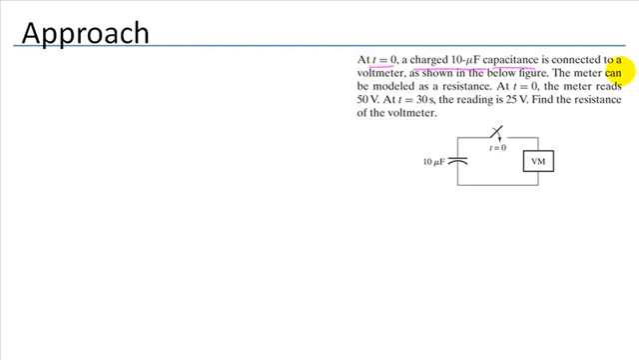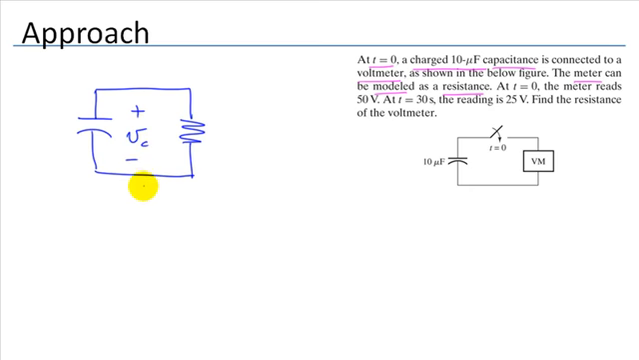The problem statement tells us that at time 0, a charged 10 microfarad capacitance is connected to a voltmeter. The connection is established through the switch that closes at time t equals 0. Once that switch closes, the voltmeter is connected in parallel across the capacitor. A voltmeter can be well modeled as a simple resistor value. So the equivalent circuit, once the switch is closed, would look like this.